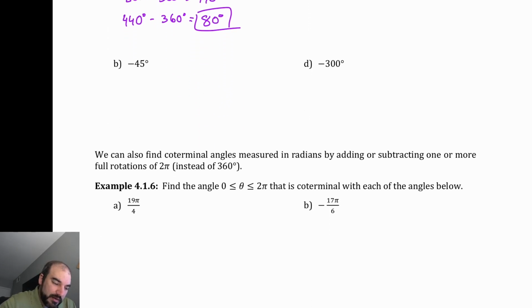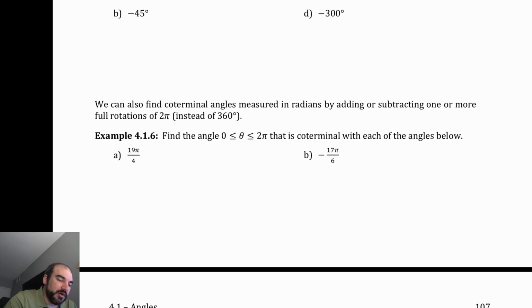Okay, you can also do the same thing with radians, and we know that 360 degrees is the same thing as 2 pi. So instead of adding and subtracting 360, we'll add and subtract 2 pi to get to something that's in one revolution, which is 0 to 2 pi. So if I look at this, 19 pi over 4, how do I know this is more than one revolution?